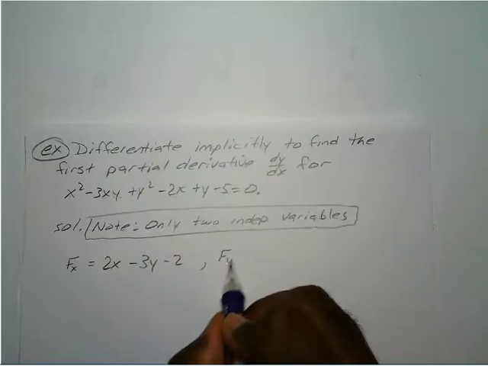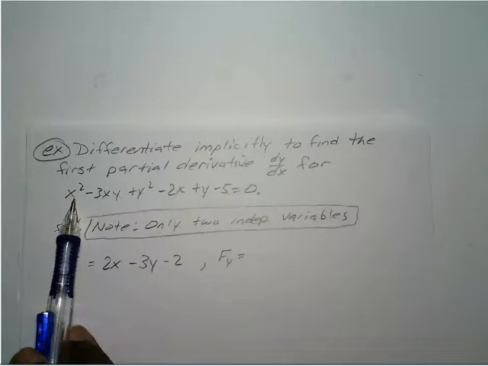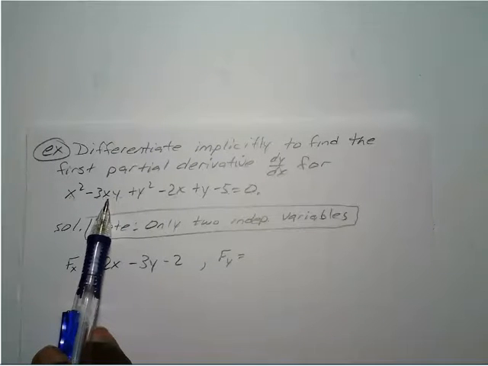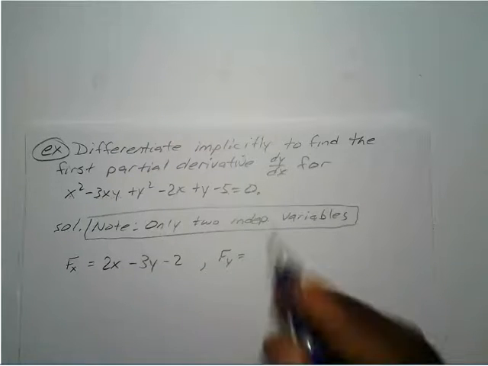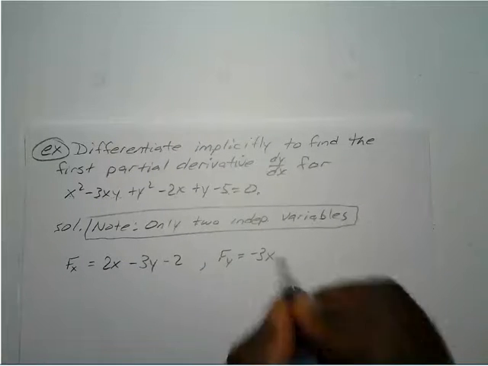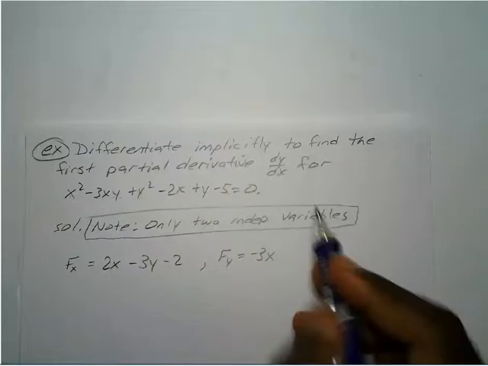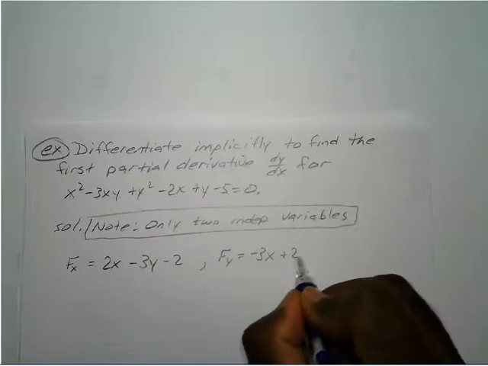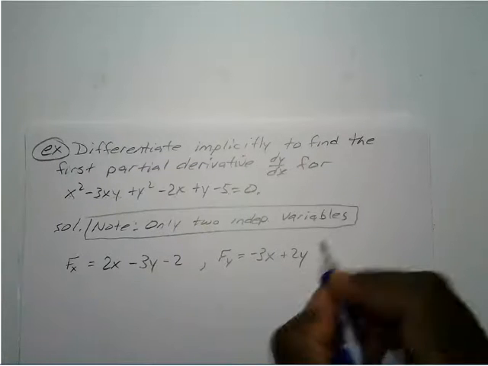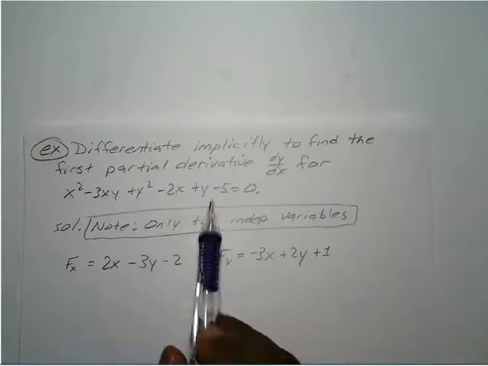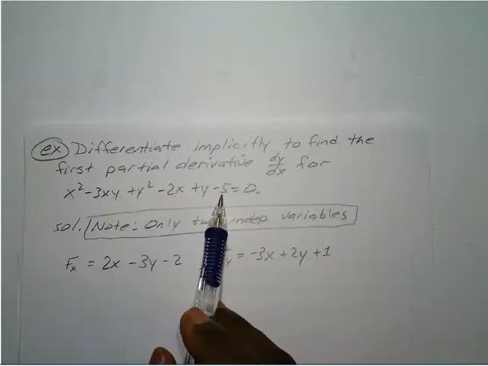Now the partial with respect to y: this would be considered a constant, so that would be 0. The 3x would be considered constant, so it moves out to the front. The derivative of y is just 1, so that gives you negative 3x. The derivative of y squared is 2y, so plus 2y. The derivative of y is just 1, so that's plus 1. And the derivative of a constant is just 0.